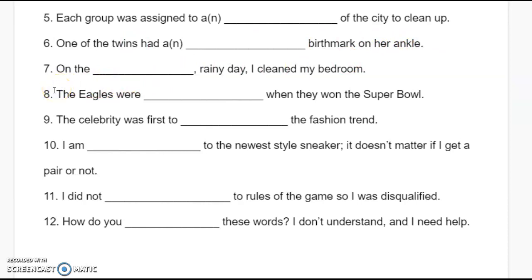7, on the blank rainy day, I cleaned my bedroom. 8, the Eagles were blank when they won the Super Bowl. 9, the celebrity was first to blank the fashion trend. 10, I am blank to the newest style sneaker. Doesn't matter if I get a pair or not.